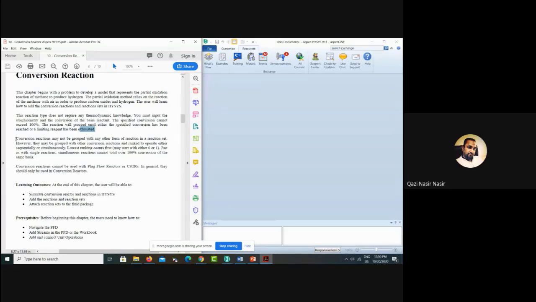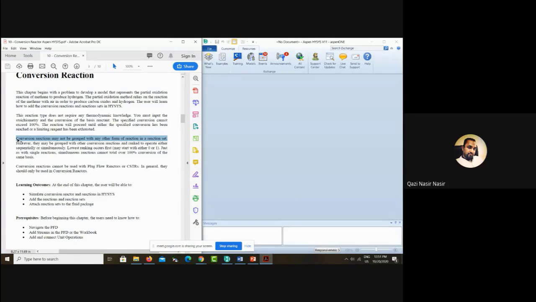Okay, conversion reactions may not be grouped with any other form of reaction in the reaction set. We'll talk about this one later when we have other sets. You have different types of reactions: conversion reactions, synthesis reactions, equilibrium reactions. Every set or group is created inside Aspen Hysys, and inside that group you will put only one type of reaction. For example, if you have 3 or 4 or 5 reactions, and all of them are conversion reactions, all these reactions will go into one group.